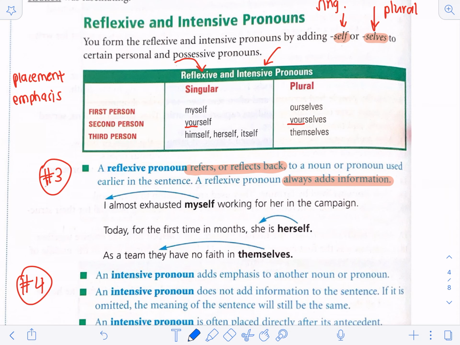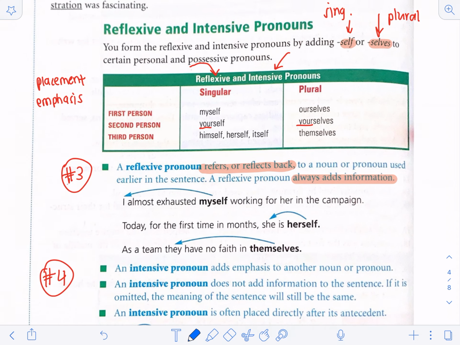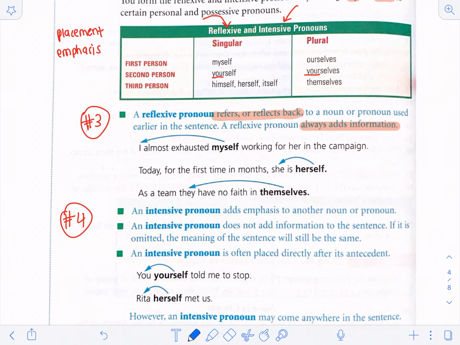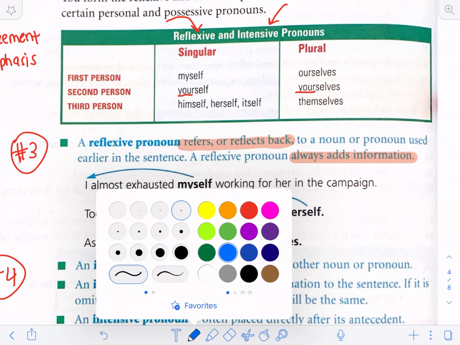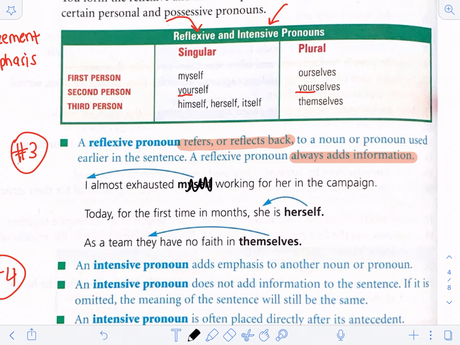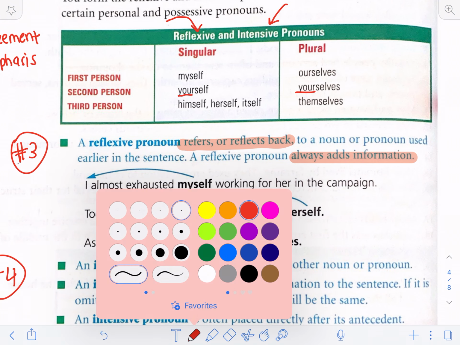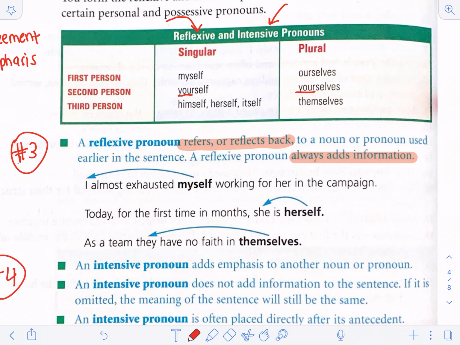The way I can check this, and let me just double check before I misspeak. If I were to take out a reflexive pronoun, so let's say that I just took this and scribbled it out: "I almost exhausted working for her in the campaign." It does not make sense, okay? When you take out a reflexive pronoun, the sentence is no longer complete and it is a confusing statement.